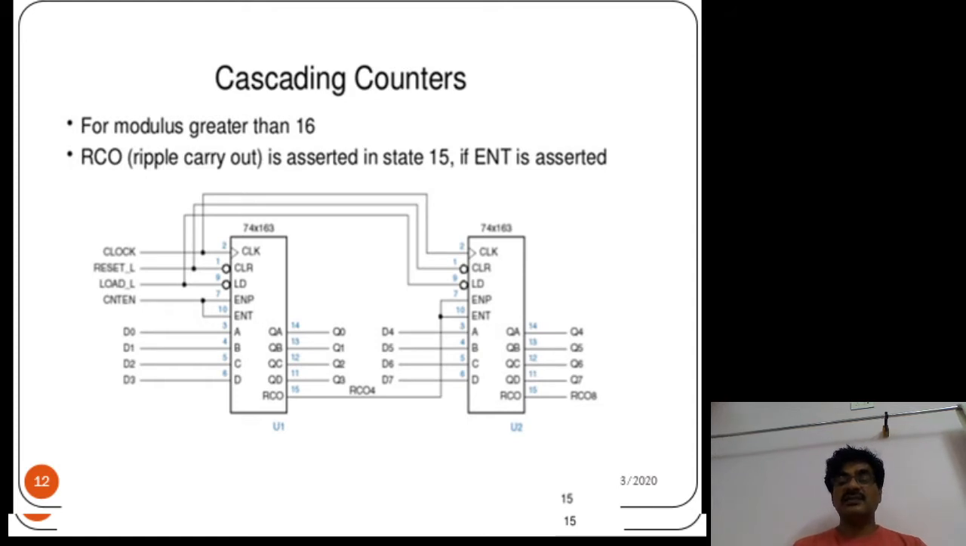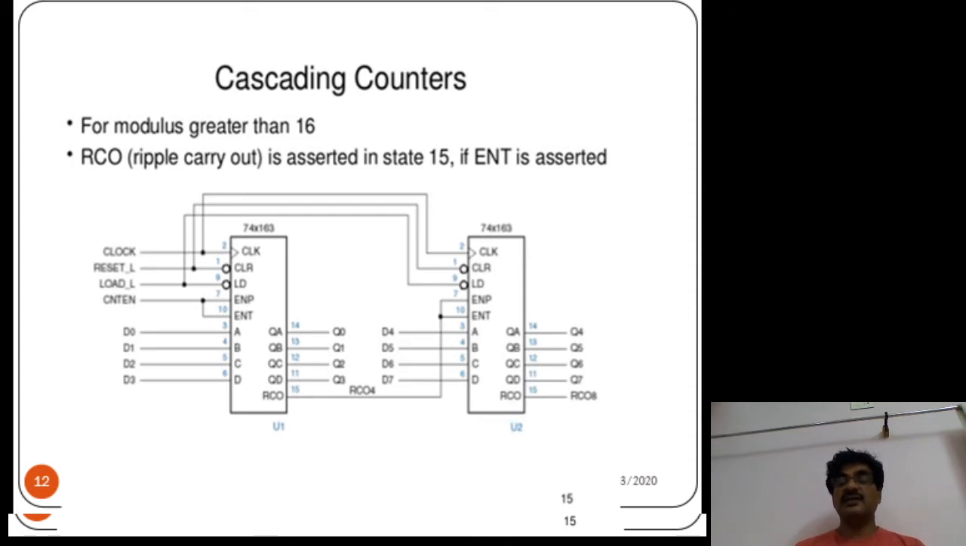Now this RCO signal is used to enable the other IC, 74163, by driving its ENP and ENT signals. Whenever the clear, load, ENP and ENT of the second IC are at proper signal values, that is 0 0 on clear and load and 1 1 at ENP and ENT, the second IC also shows the counting sequence.